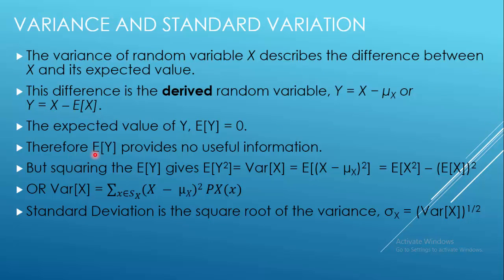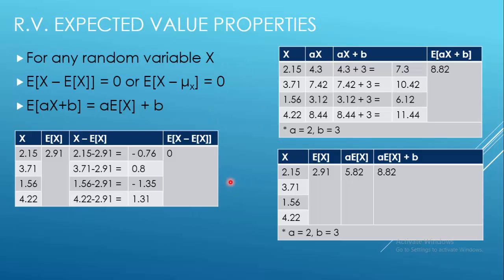So therefore EY provides no useful information, but squaring Y gives us variance. What we do is square all these values: minus 0.76, 0.8, minus 1.35 and 1.31. If we square these values, it gives us variance. The reason we square them is to remove these minus signs, so all the values become positive, and of course in that case when we take the average, it will not be 0.